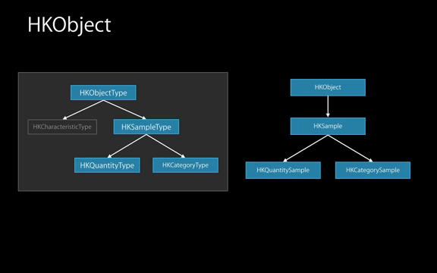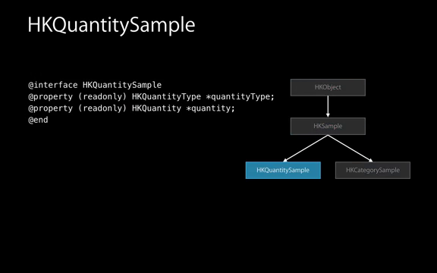Let's take a look at some of these different classes. We'll start off with HKQuantitySample. This is by far the most common kind of HKObject in HealthKit. They're how we store quantities in the database. Every quantity sample has a quantity type. This is what kind of data the sample represents. They also have a quantity, which is the value of the sample.